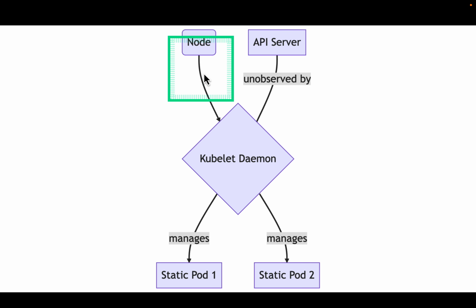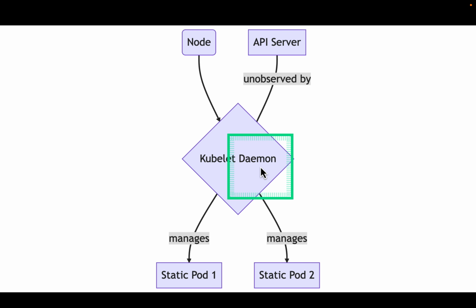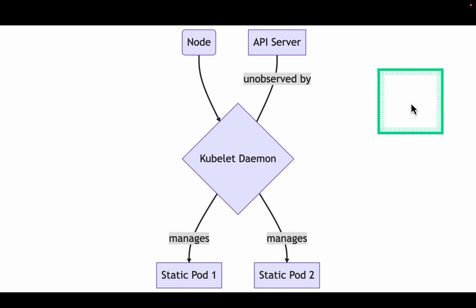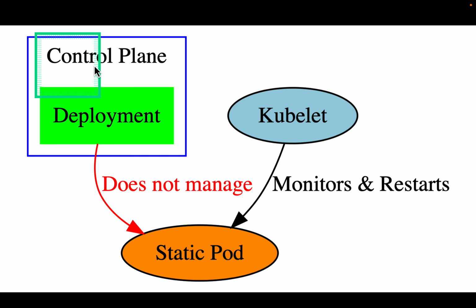So you have to directly log into the worker node and make changes. So we have the node and we have the kubelet daemon, which manages all these static pods, and they are not observed directly by the API server, which is on the control plane. And the control plane, for example a deployment, does not manage them. So a deployment cannot manage a static pod. Static pods are created statically on the worker node, and the kubelet, which is on the worker node, monitors and restarts them if there is any failure of the static pod.